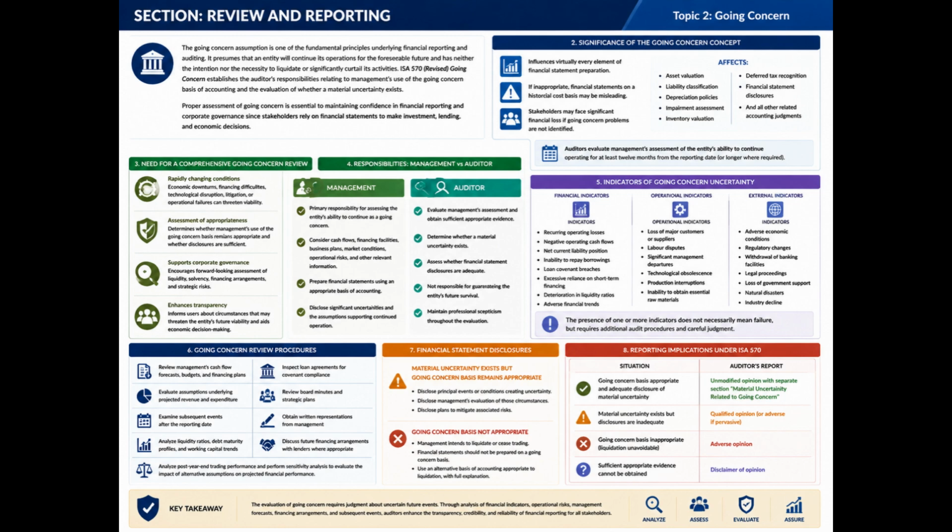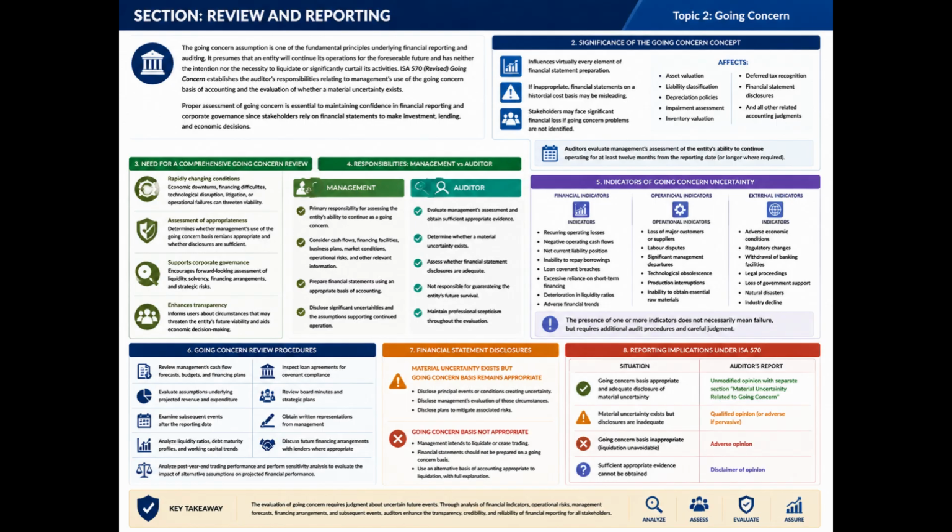If management concludes that the going concern basis remains appropriate despite significant uncertainty, the financial statements should disclose the principal events or conditions creating uncertainty, management's evaluation of those circumstances, and plans designed to mitigate the associated risks. Such disclosures enable users to understand the nature and potential financial consequences of the uncertainty without necessarily implying imminent business failure. Conversely, if management intends to liquidate the entity or cease trading, the financial statements should not be prepared on a going concern basis and should instead adopt an alternative basis of accounting appropriate to liquidation circumstances, together with full explanation of that basis.